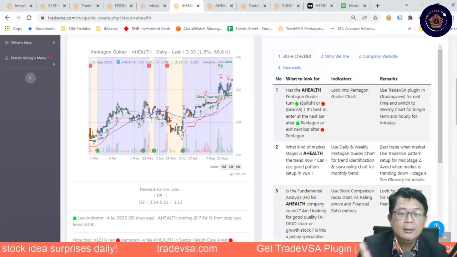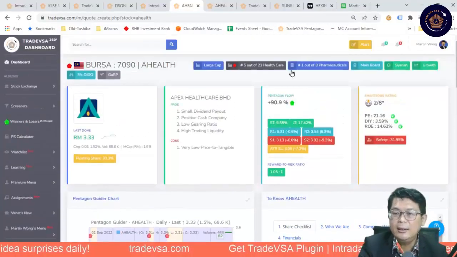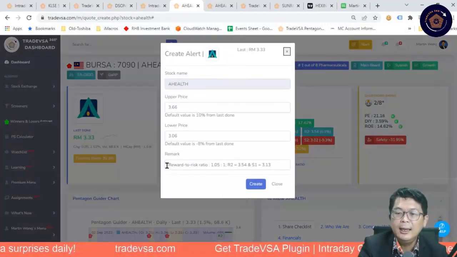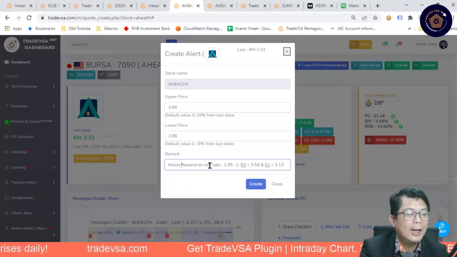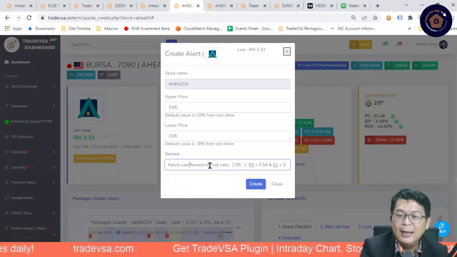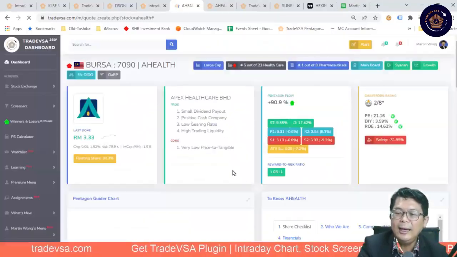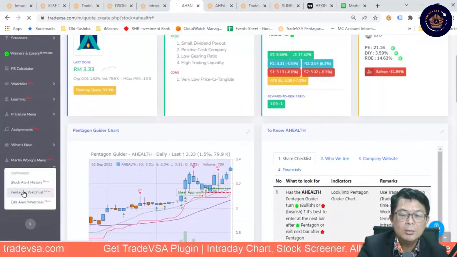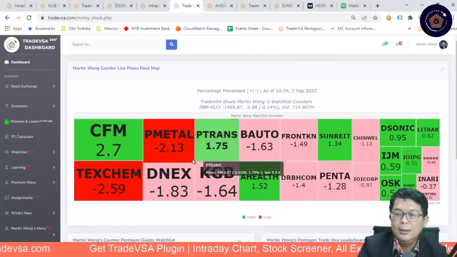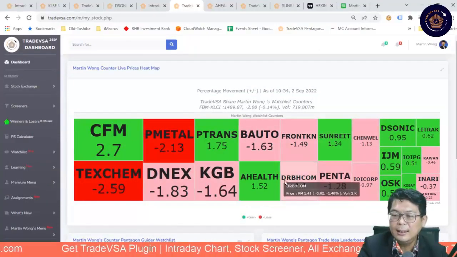So if you are a member, on the 9th of September you're able to use some of these new features that we have. Also, I'll probably set up an alert here. I'll just put your name as Kelvin Lee, this is trade idea. I've saved that, A Health. When I go over to my Pentagon watch list, you can see A Health, starting to turn red already, Press Metal turn red. And okay, A Health, there you go.